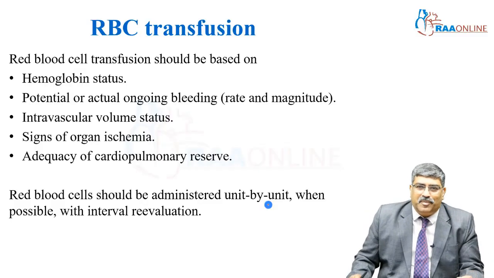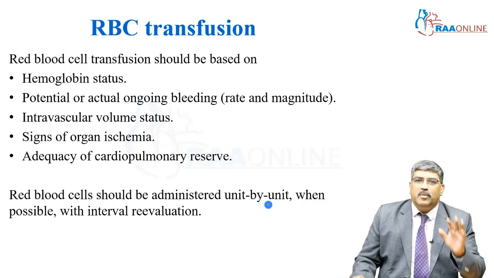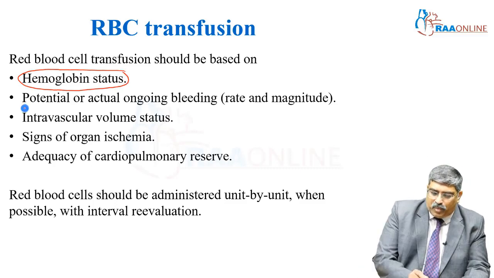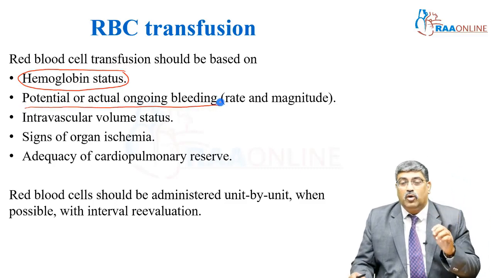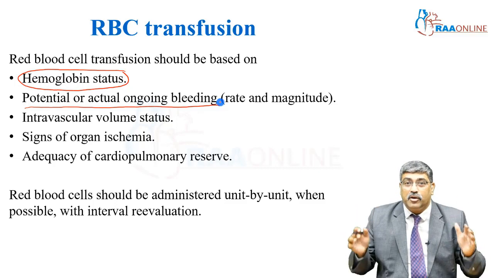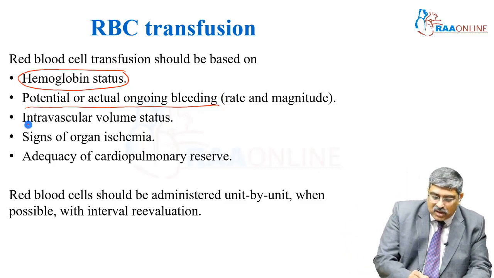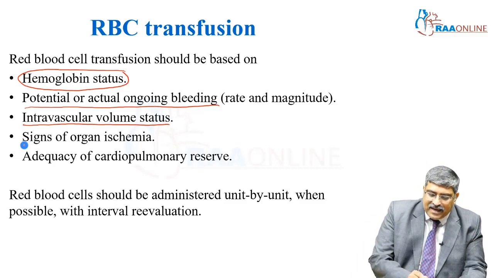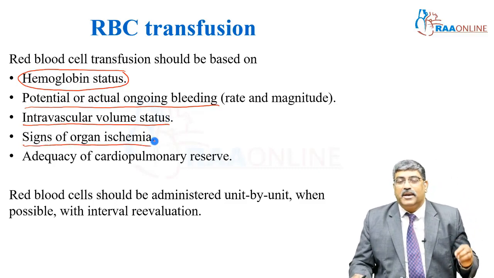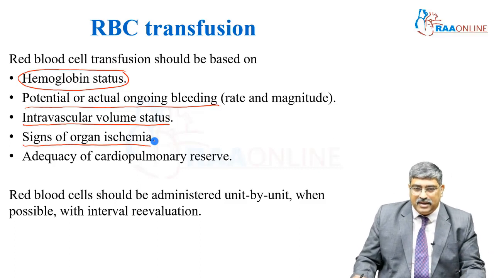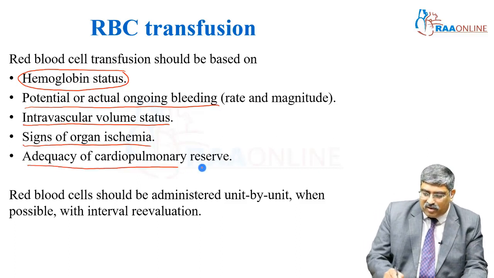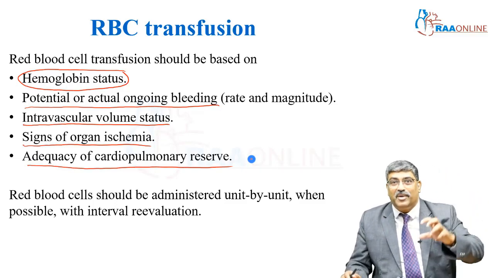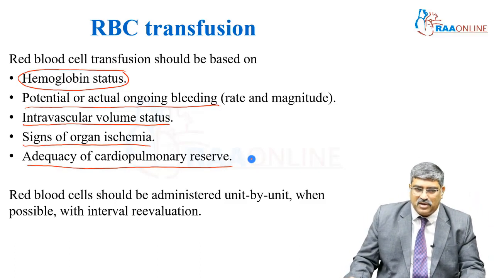Now coming to RBC transfusion. RBC transfusion is based on your baseline hemoglobin, potential or actual ongoing bleeding. What is the rate and magnitude of the bleeding in the perioperative period? What is the intravascular volume status? Any signs of organ ischemia, for example, anemia causing coronary ischemia, and adequacy of the cardiopulmonary reserve. These are all the various factors which determine your RBC transfusion.